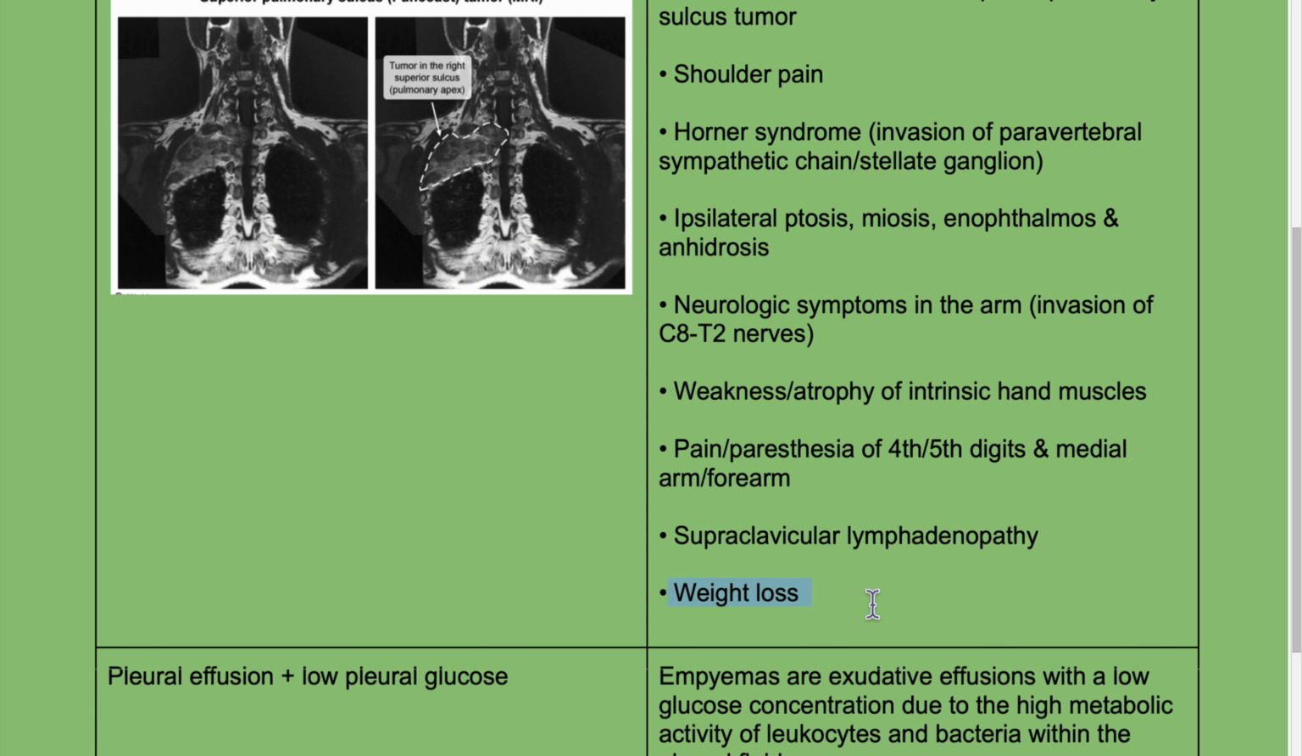How much is left? We are at 18 out of 30. Okay.